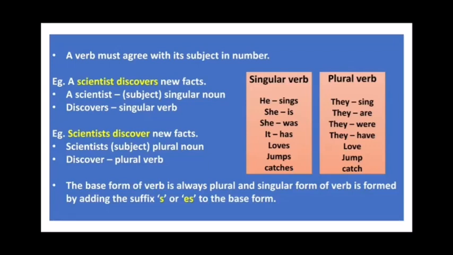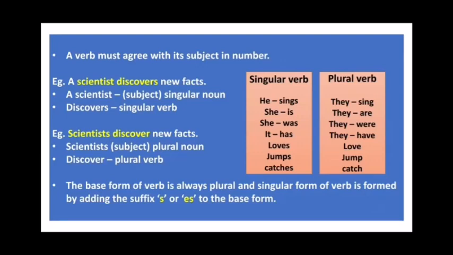So now let us see with the help of examples. First one, a scientist discovers new facts. So a scientist, which is a subject, is a singular noun and discovers is the singular verb. You can see here that a scientist is a singular noun because we have not added S after scientist. But in discovers, we have S added to it. So that is why it is a singular verb.